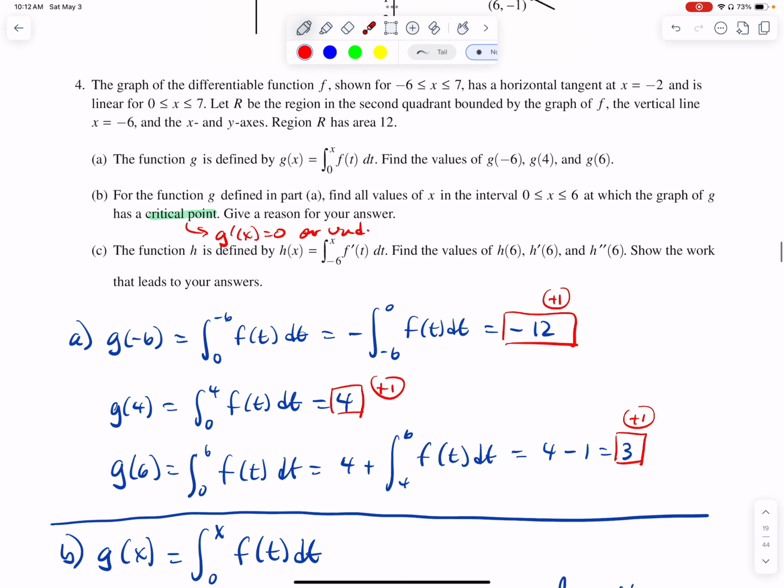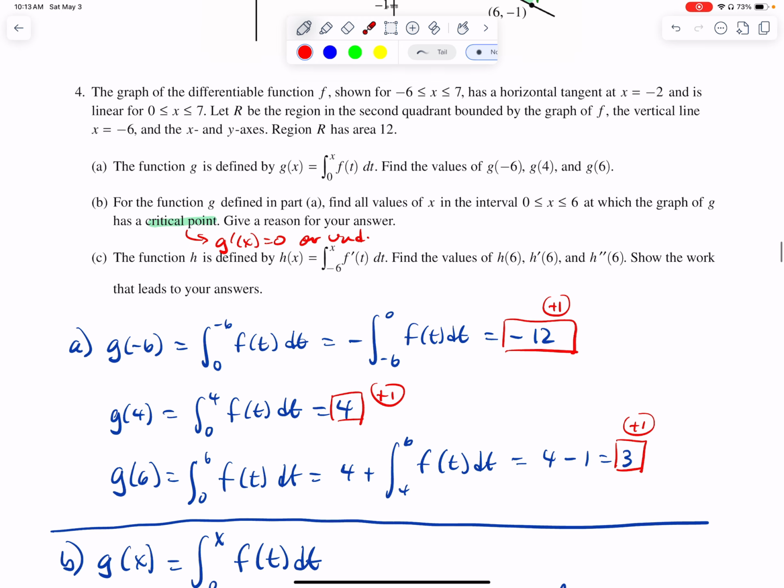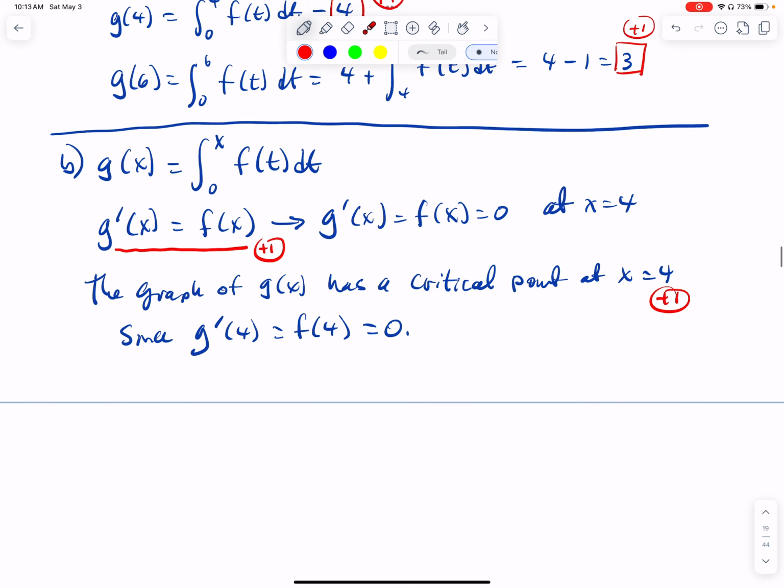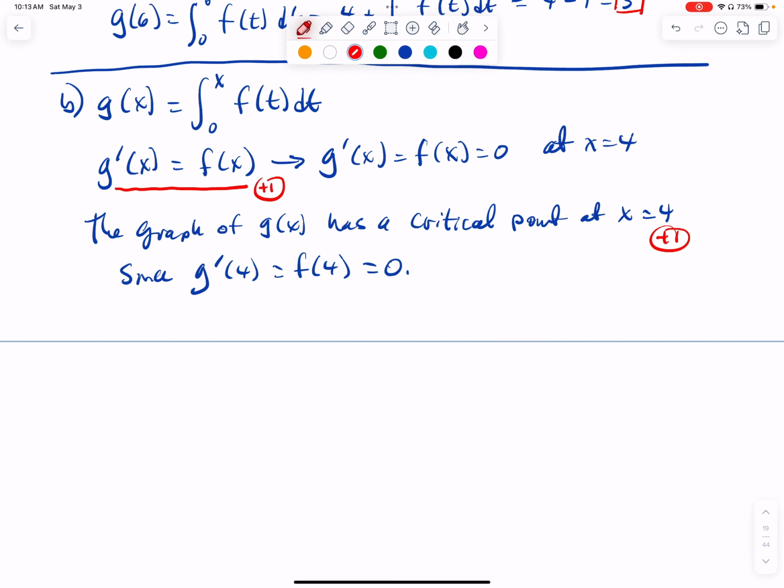So there's got to be another hidden point in here someplace. We'll try to figure out where it's going to be. So we're finding h of 6, h prime of 6, and h double prime of 6. Show the work that leads to your answer. So make sure that you're not just giving some kind of naked answers. Those answers have to be clothed in some calculus.